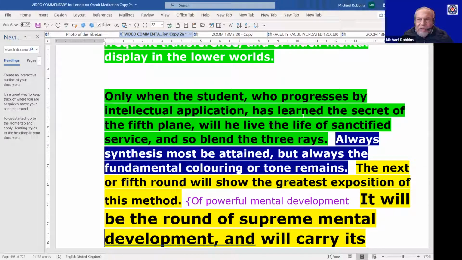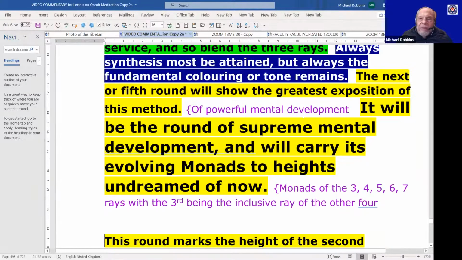And he's telling us we will, in the next round, probably in this chain, find the most unfolded method of the use of the intellect. It will be the round of supreme mental development, and will carry its evolving monads to heights undreamt of now.